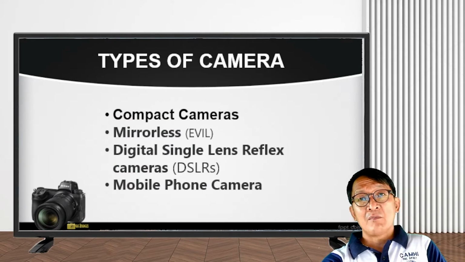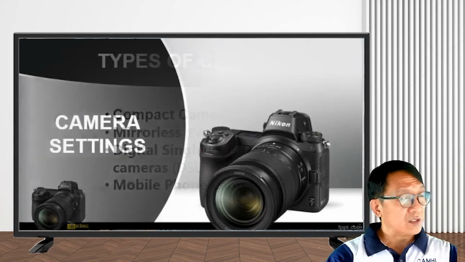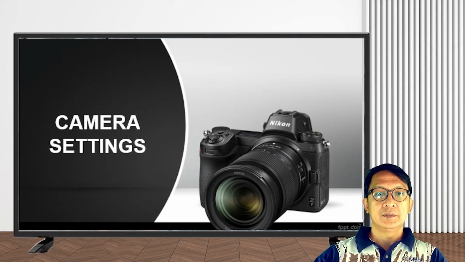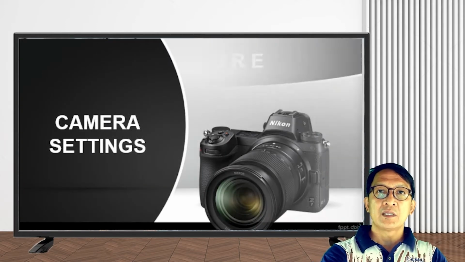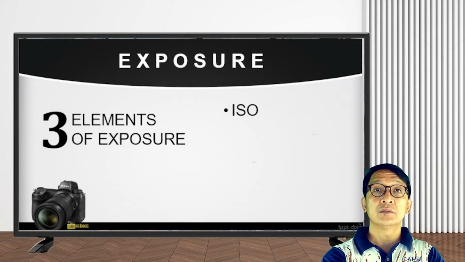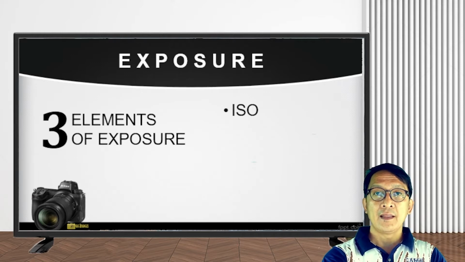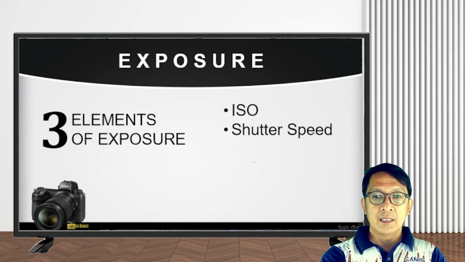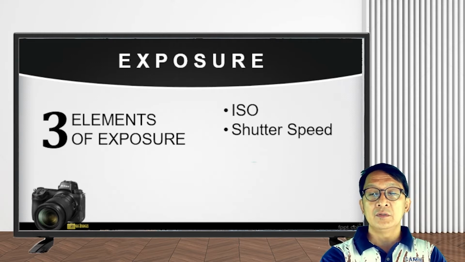Next is the camera setting. So, kailangan yung matutunan to. Ano ba yung exposure? We have 3 elements of exposure. First is the ISO. Next is the shutter speed. And the aperture. So, ito yung tinatawag nating photography triad.